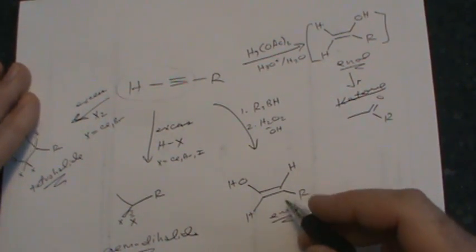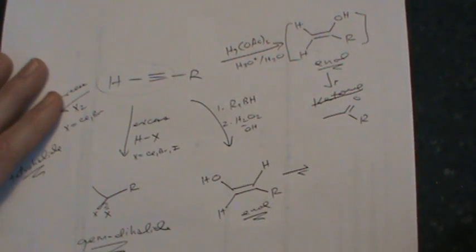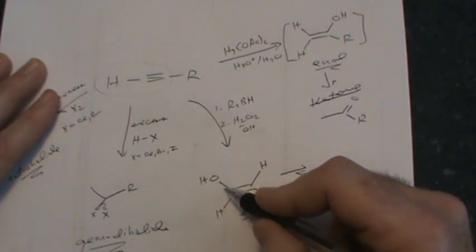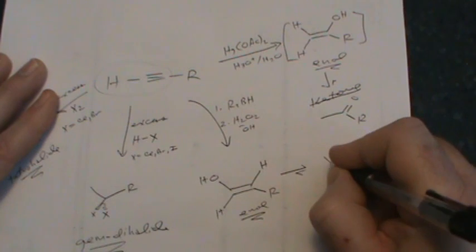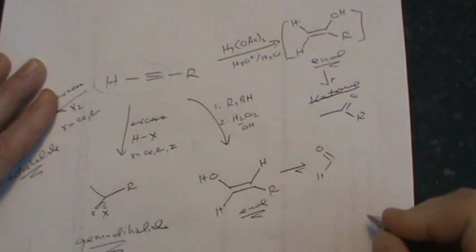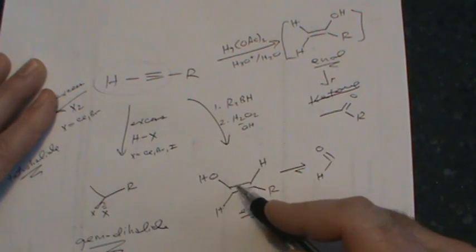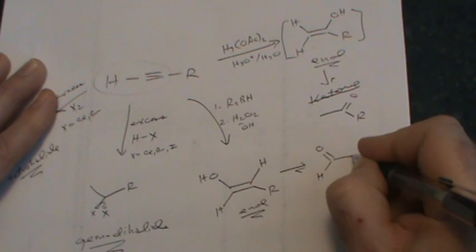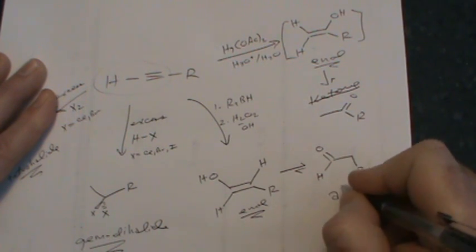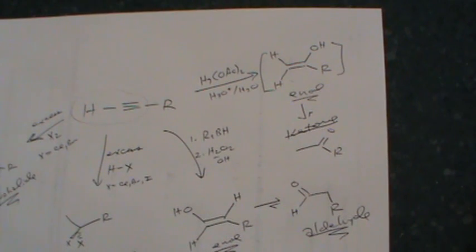But in this case, when that enol equilibrates to the corresponding carbonyl, our carbon-oxygen double bond will be right there. All that's left over here is a hydrogen. This hydrogen effectively or essentially moves over to this carbon, and we produce an aldehyde. So you can produce either ketones or aldehydes depending upon how you hydrate a terminal alkyne.